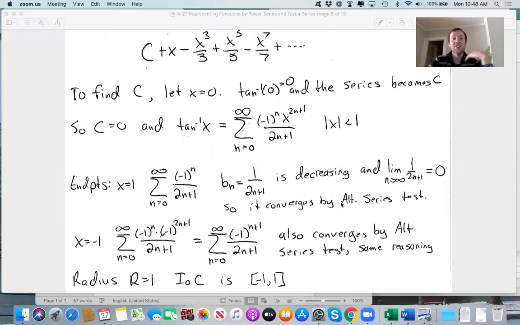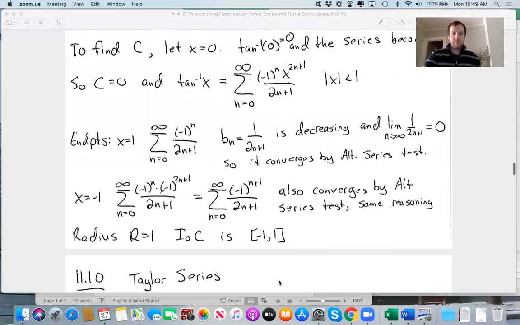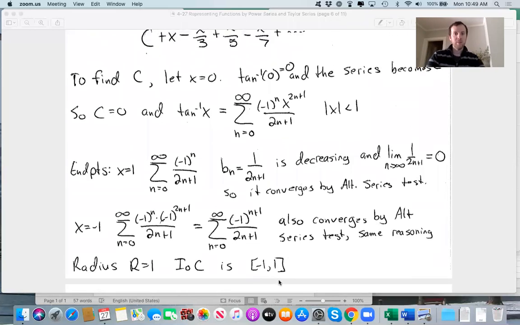So what that means is this series representation that we found also converges at the endpoints. So this series representation, inverse tangent of x is the sum of minus 1 to the n, x to the 2n plus 1 over 2n plus 1. That series has radius 1, and its interval includes both of its endpoints, 1 and negative 1.